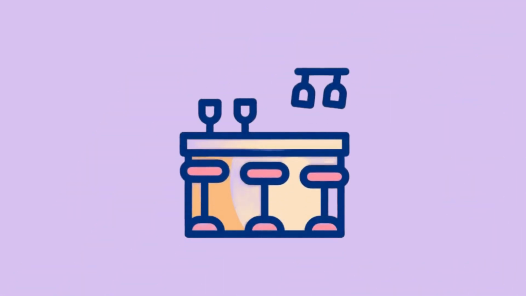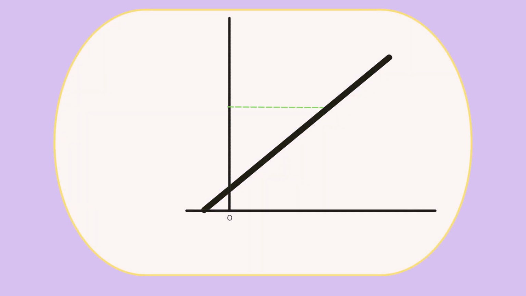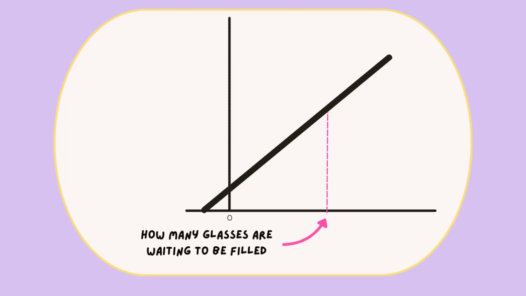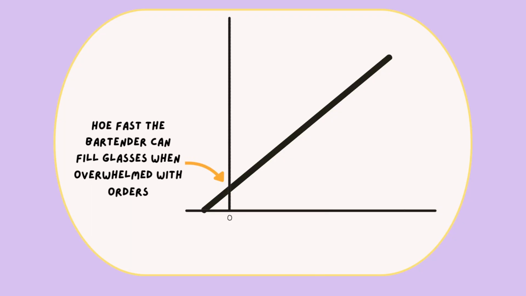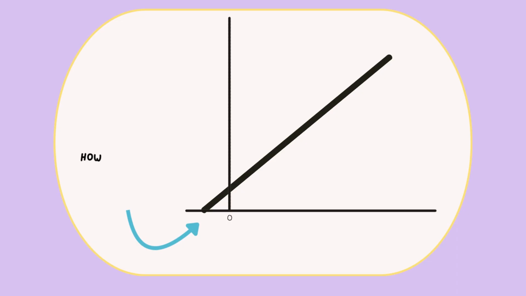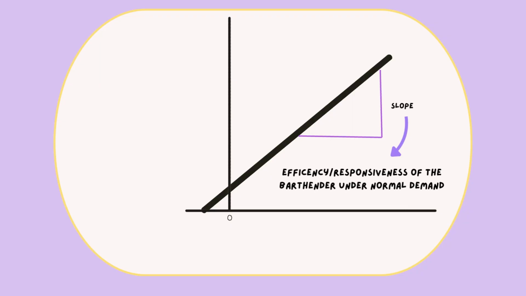Now, let's apply this to the previous bar example. The reaction rate, 1 over the rate of glass filling, or 1 over v, tells us how long it takes to fill a glass. The substrate concentration, 1 over the number of glasses, or 1 over s, represents how many glasses are waiting to be filled. The y-intercept, 1 over Vmax, gives us a more accurate depiction of the enzyme's top speed, or how fast the bartender can possibly fill the glasses when the demand is overwhelming. Many substrates are present. The x-intercept, negative 1 over Km, measures how many glasses are needed to get to half speed capacity, and the steepness of the line, the slope, Km over Vmax, visually reflects the efficiency or responsiveness of the bartender under normal demand.